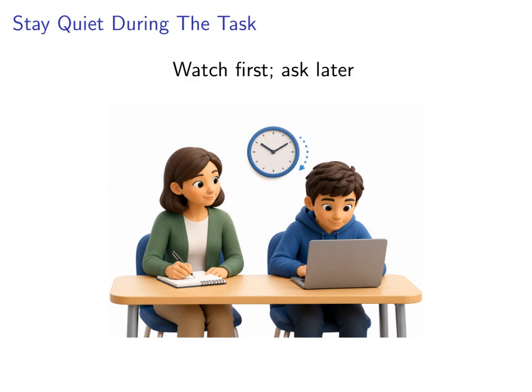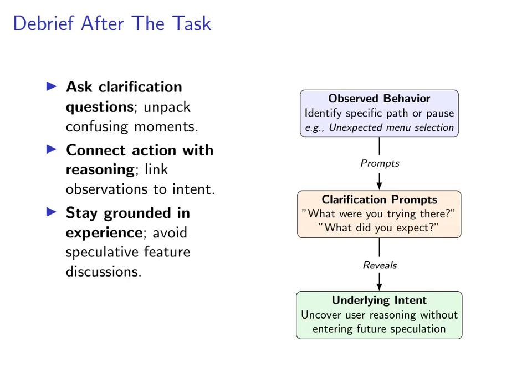Questions can come later. After the task, you can ask short clarification questions. Ask what the user was trying to do at a specific moment, what they expected to happen, or why they chose one path. This debrief helps connect observed behavior with user reasoning. Keep it tied to moments you saw. Do not turn the debrief into a new interview about imagined future features.